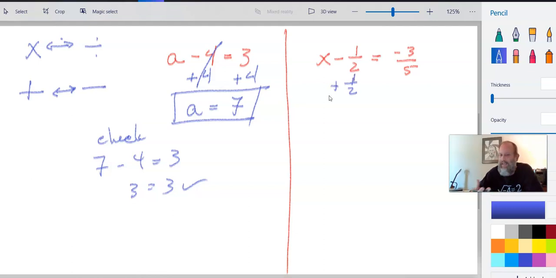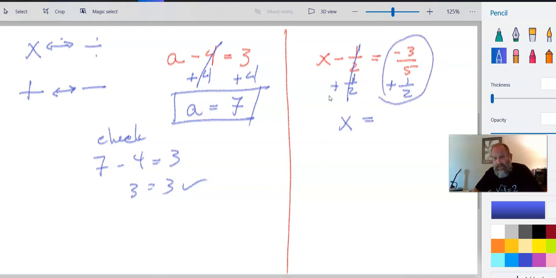And I can't just do it to one side, I have to do it to the other. Now, minus 1/2 plus 1/2, since they're opposite signs of the same thing, is going to cancel out. And so I should just get an x equals here. But I need to do this addition.